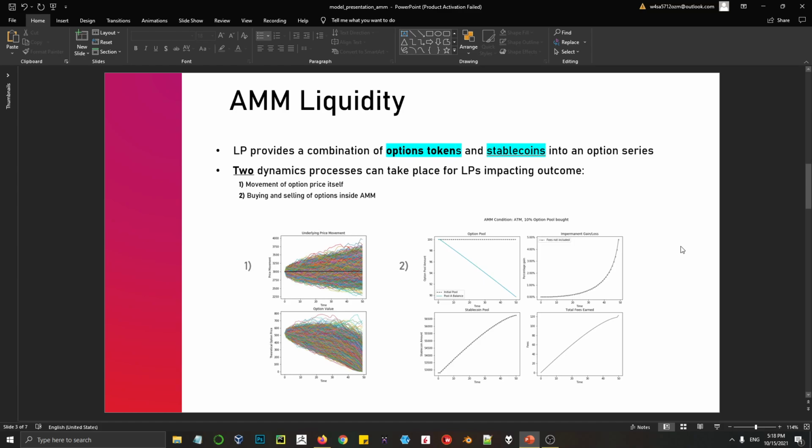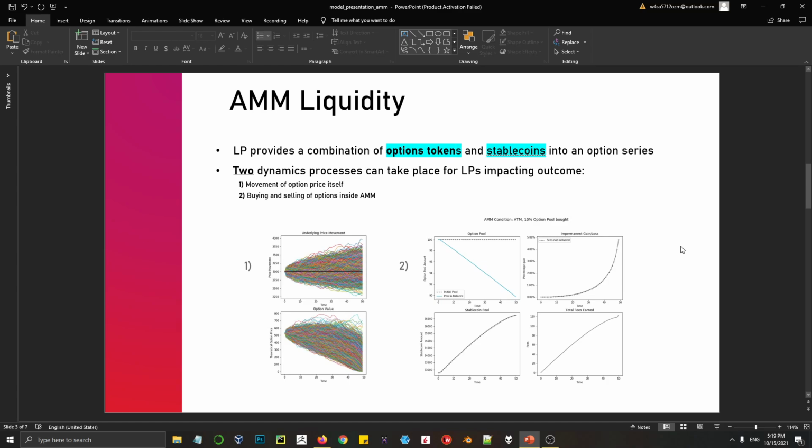So first of all, I would like to mention that an LP, a liquidity provider, provides a combination of options tokens and stablecoins into a particular option series. For example, you have a call option for Ethereum with a strike price of 3,000. You can provide, let's say, X amount of options and Y amount of stablecoins.